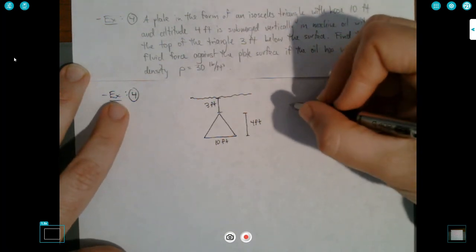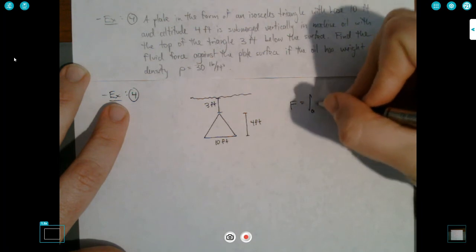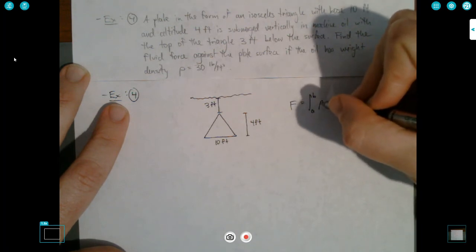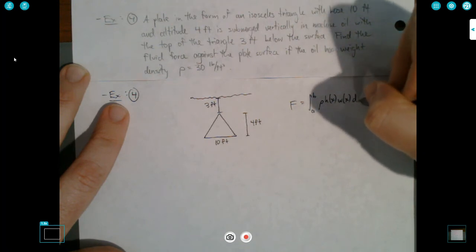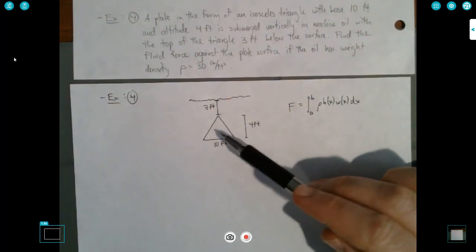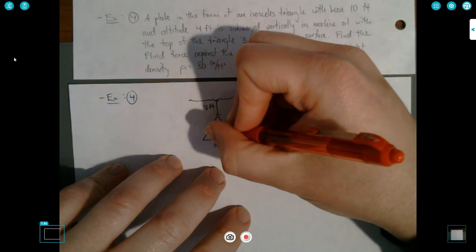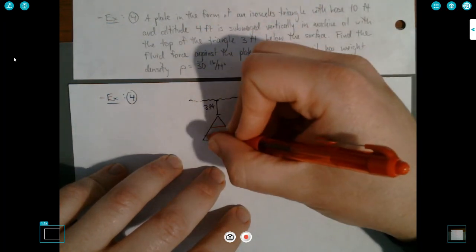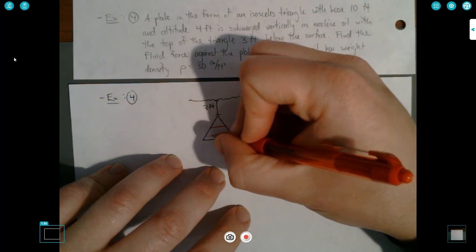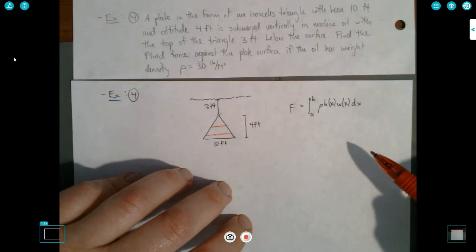So the fluid force is going to be the integral from a to b of rho times the depth times the width. Notice that this time we don't have a uniform width. If I take this slice right here, that's going to give me a different width than if I took this slice down here. So the width is going to change depending on our depth.